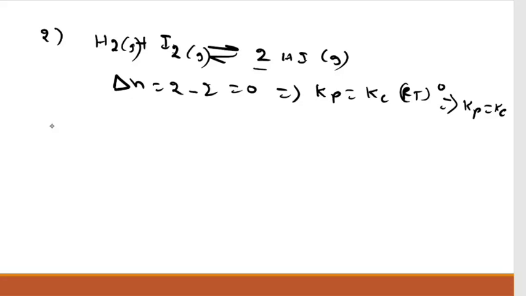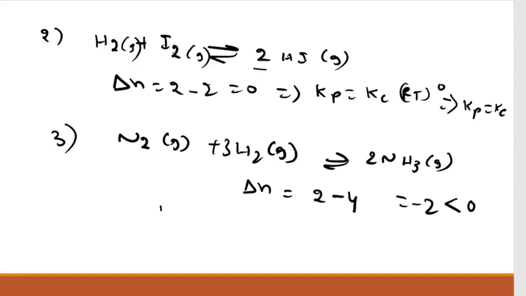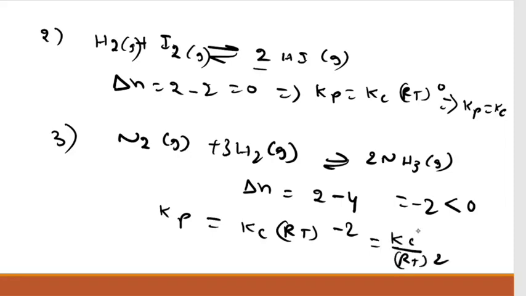And let us consider another equation here. Suppose I consider N2 of gas plus 3H2 of gas gives rise to 2NH3 of gas. Here delta N is 2 minus 4, nothing but minus 2, which is less than 0. In that case, what happens to the Kp-Kc relation? Kp is equal to Kc into RT power minus 2. That means Kc divided by RT whole square. So, by dividing the Kc with some value, we are getting the Kp. What does it mean? Kp is less than Kc.